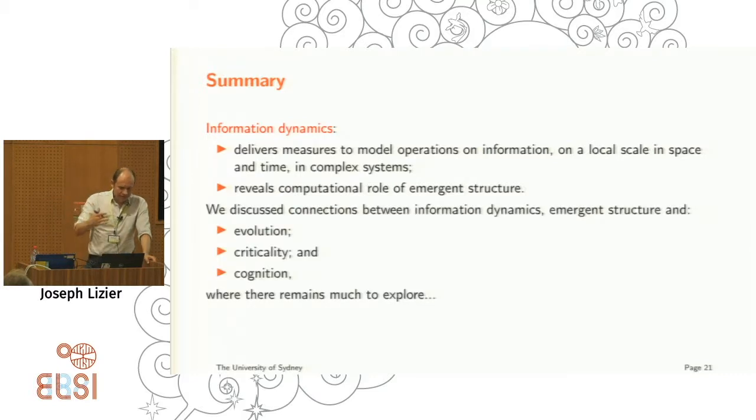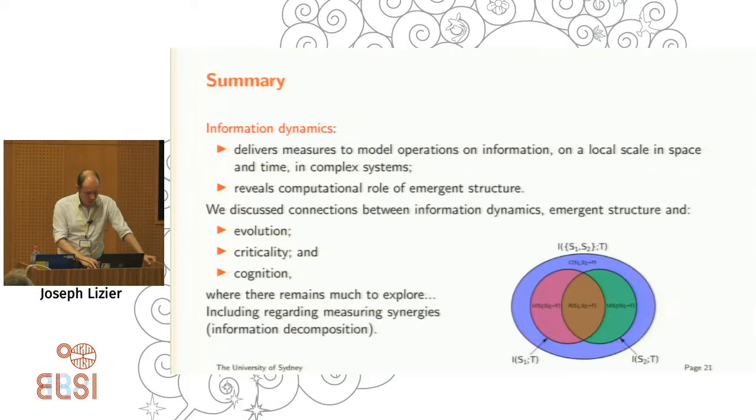I gave some short hints about some of the connections here between views of information processing, emergent structure with evolution and criticality and cognition. But there's a lot more that needs to be explored there. And one very promising direction, I think, is something called information decomposition. It's not something that I've had time to go into here, but there's several of us here who are actively working in this field, where we can start to measure new quantities like what we call synergy, which relates to this idea of when the whole is more than the sum of the parts, which may or may not be a way forward.